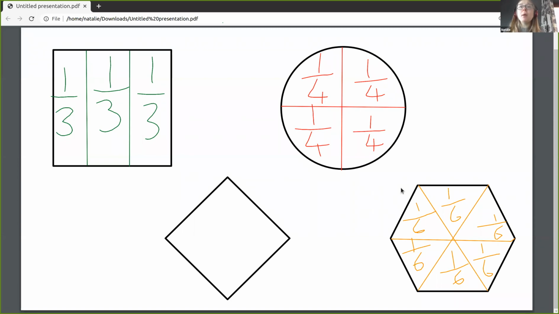In the next video, we're going to have a look at how we can use our shapes to then add fractions. We're going to add fractions together.